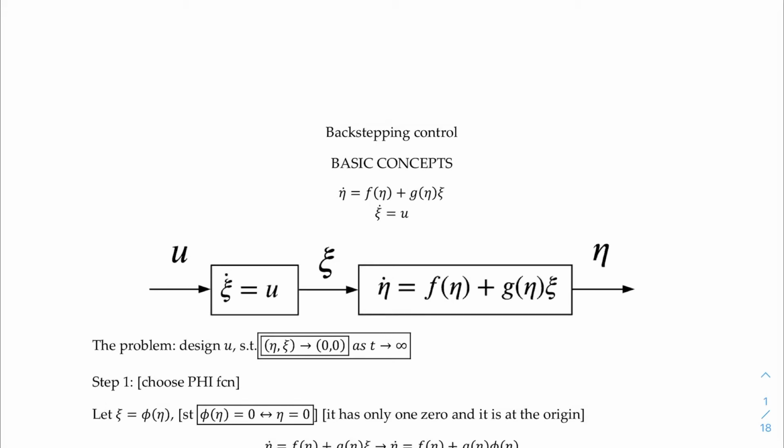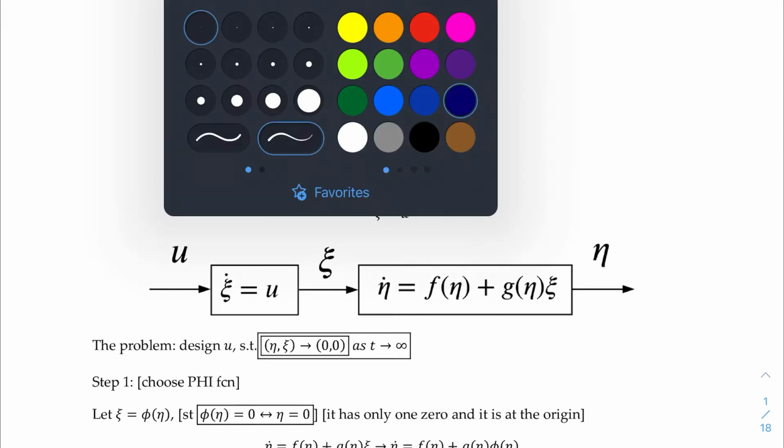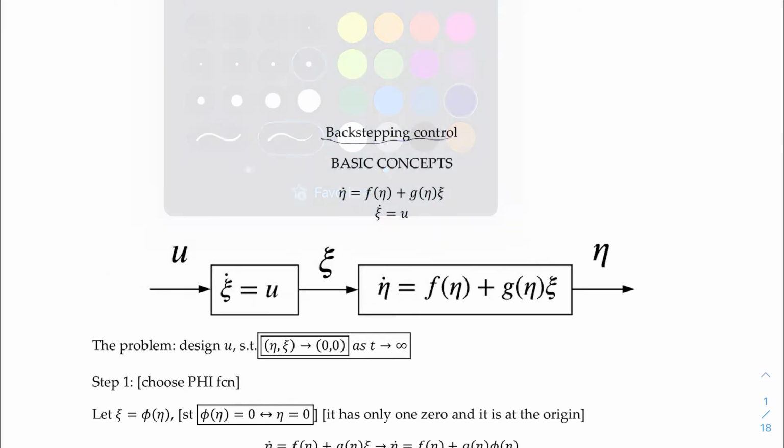What's up, everybody? Today we're going to talk about a very important subject. Today, backstepping control. Let me just arrange the colors. Backstepping control is one of the most prevalent and, performance-wise, maybe significant control methods.